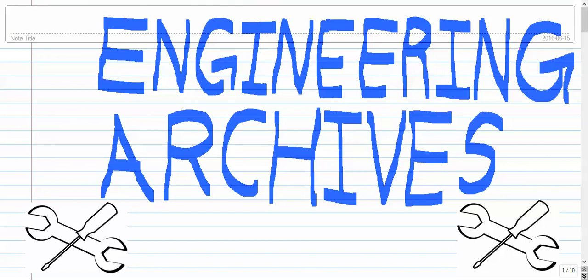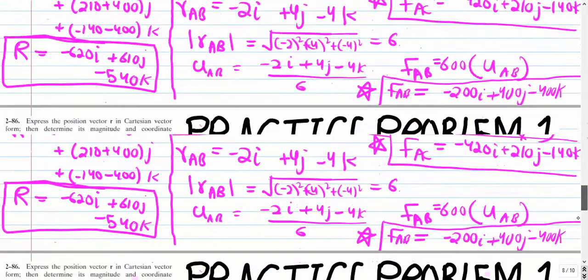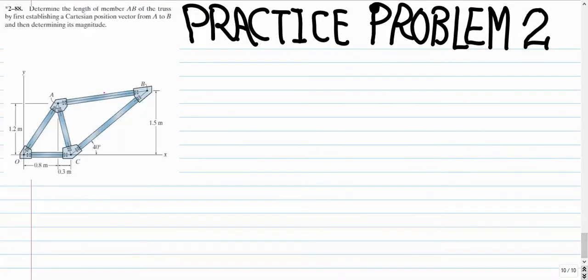Let us look at practice problem number 2 for this chapter, force vectors. This question says, determine the length of member AB of the truss by first establishing a Cartesian position vector from A to B, then determine its magnitude. So we can see that in this problem they have given us a two-dimensional system of trusses, and we are supposed to find the length of this truss A to B.